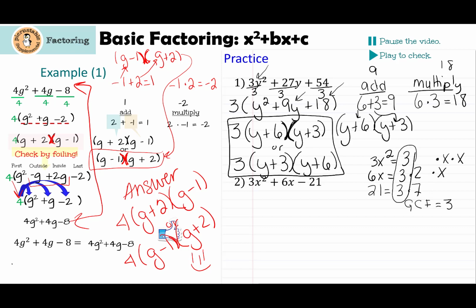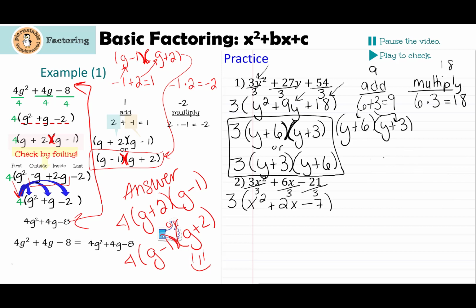Wow. So let's make our 3 parentheses. I'm going to divide out a 3. So 3x squared divided by 3 is x squared. 6x divided by 3 is 2x. Negative 21 divided by 3 is negative 7. All right, so we need to multiply to negative 7, and we have to add to 2.